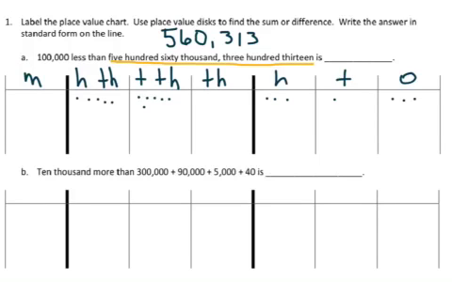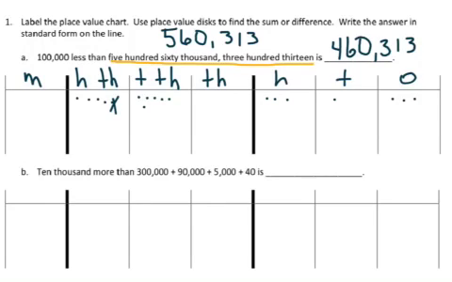I need to do 100,000 less, and 100,000 is this place value column right here. So if it says less than, it means I'm taking it away or I'm subtracting it. So you can just show that by crossing this out right here. So that leaves 4 in the 100,000s place. I still have 6 in the 10,000s place, 0 thousands, 3 hundreds, 1 ten, and 3 ones. So my answer would be 460,313.